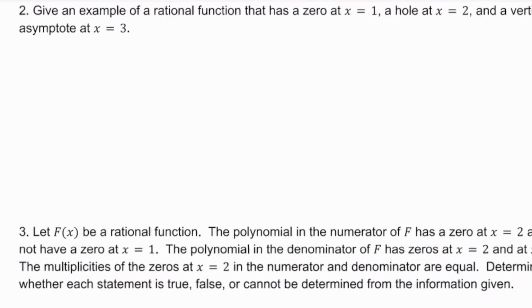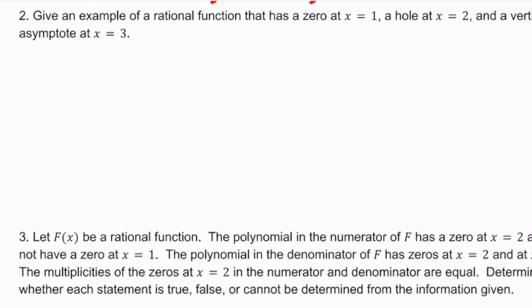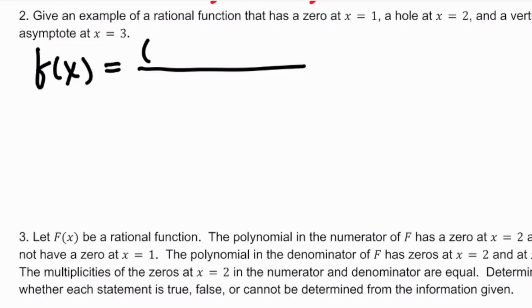All right. Okay, so an example of a rational function that has a 0 at x equals 1. The zeros are going to go in the numerator. If it's a rational function, it's going to be a fraction, so put in a fraction bar. The zeros go in the numerator, so x equals 1 would make x minus 1 equal to 0.